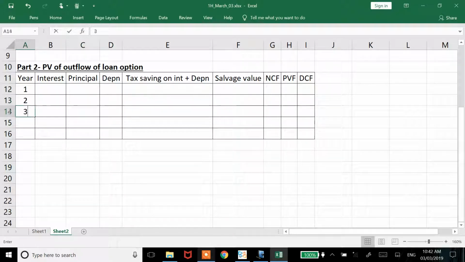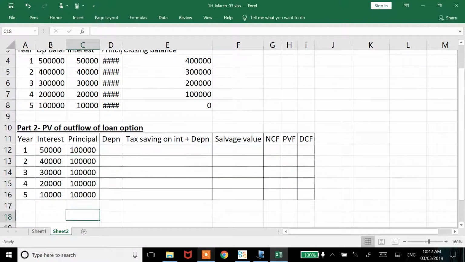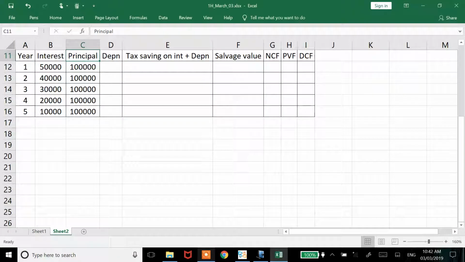5 years. Copy the interest and principal: 50, 40, 30, 20 and 10. 1 lakh for all the 5 years.